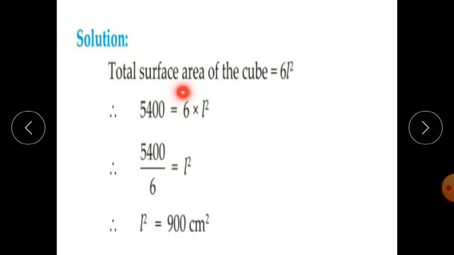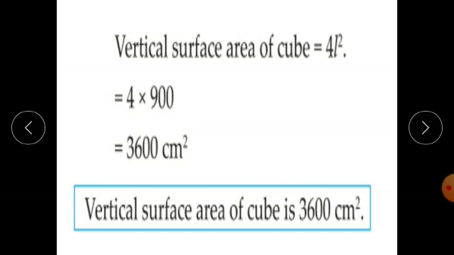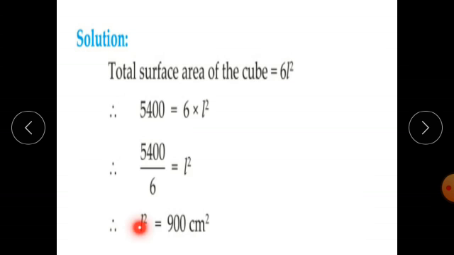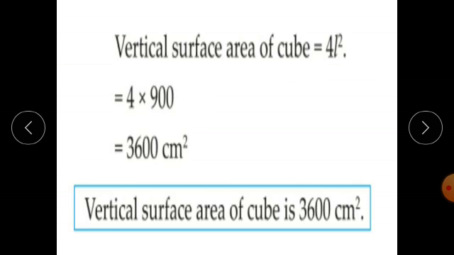Solution. So total surface area of the cube formula is 6 into L square. But total surface area is given 5400. So substitute here 5400 equal to 6 into L square. Now simple transposition, 5400 upon 6 equal to L square. Therefore L square equal to 900 square centimeter. You can keep this L square as it is, because again you have to substitute here.